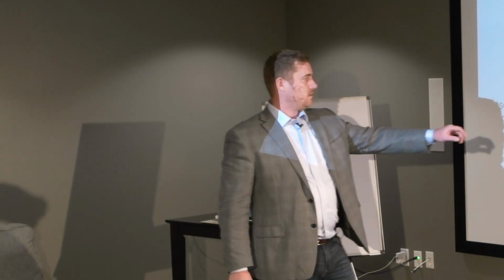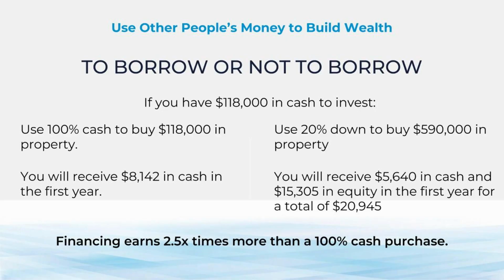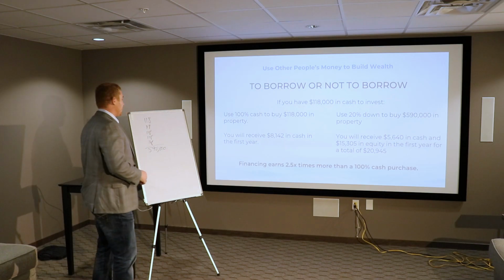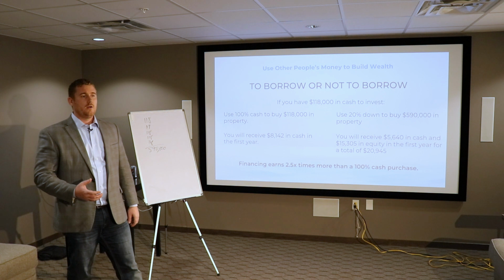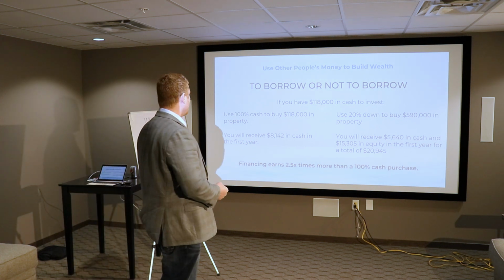In that case, we're going to get only $5,600 in cash versus the $8,000 in cash we got. But we're going to get some principal reduction. We'll get a lot of principal reduction. $15,000 in equity in our first year, which means we have a total of about $21,000 in our first year in returns. So if you look at the difference here, cash, $8,100.